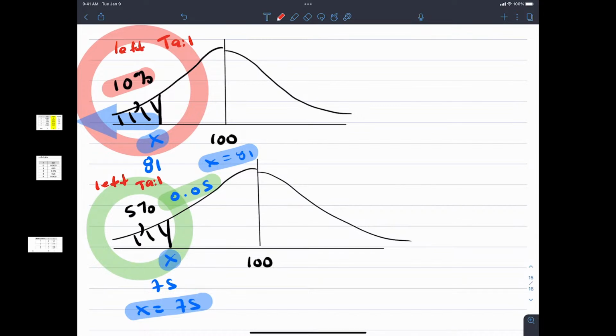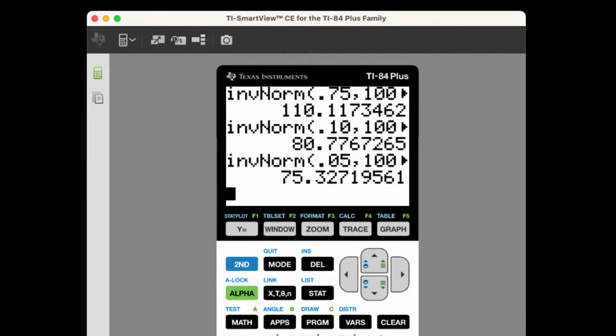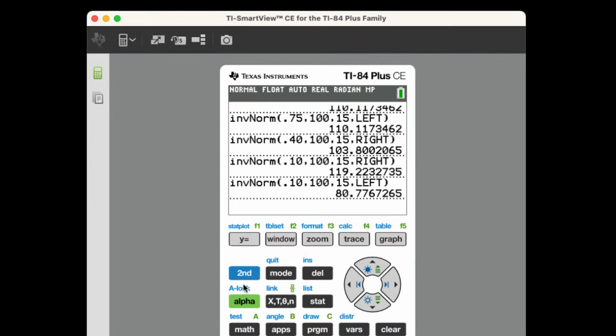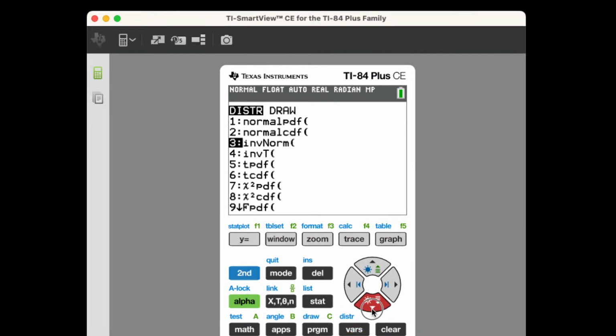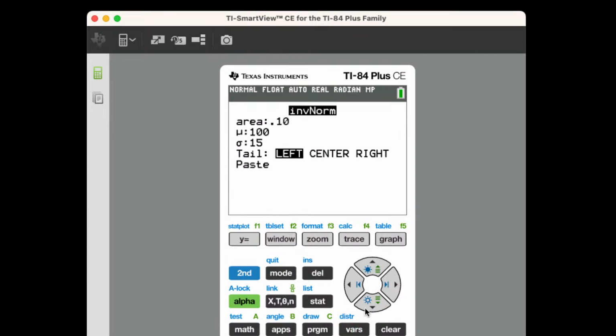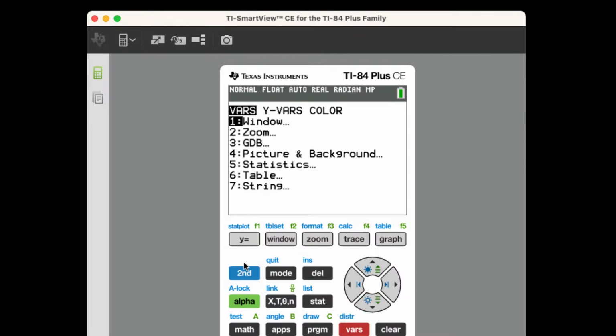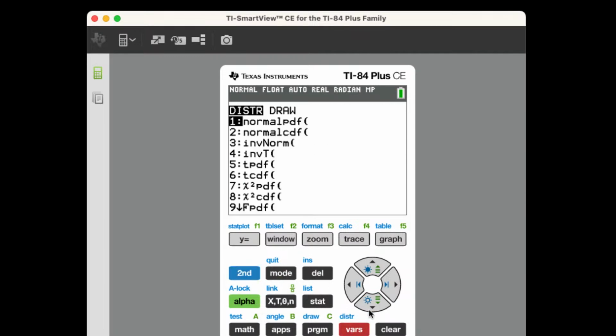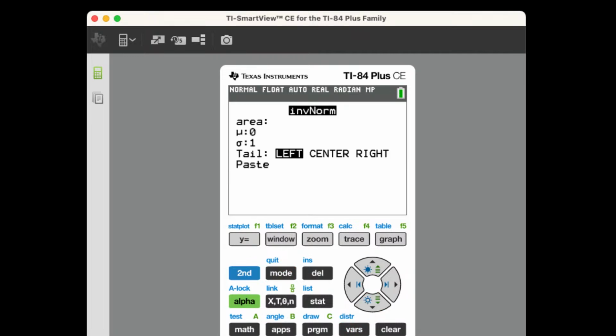And even if you didn't have the default, what if you had the fancy version? Second distribution, I'm going to change this to the fancy version. Second distribution, inverse norm, 5%. It's already on the left, that's the bottom. Oh, what happened? Let's do it again. Second distribution, inverse norm. We're doing the 5%.